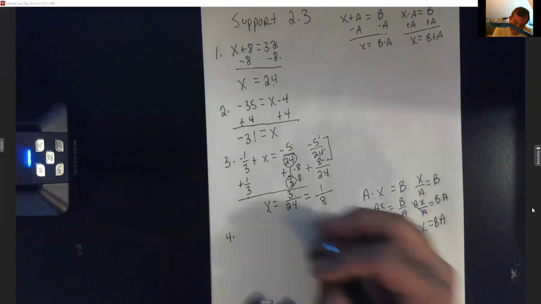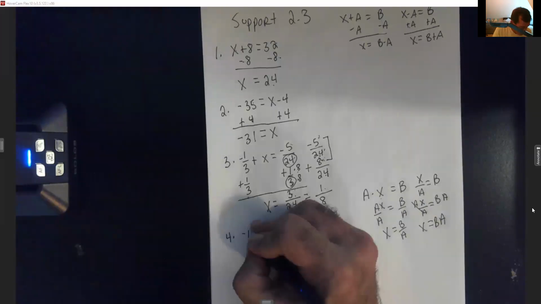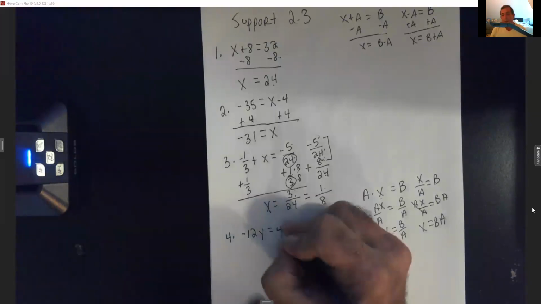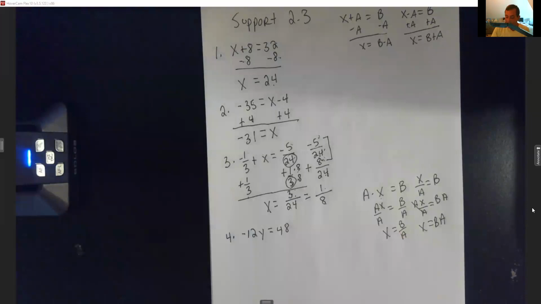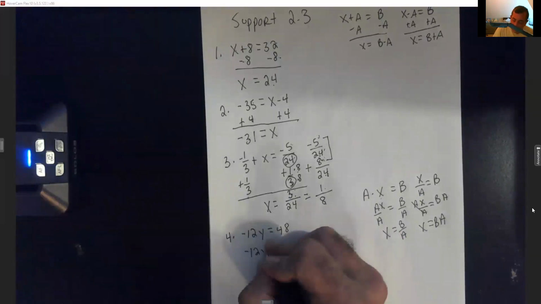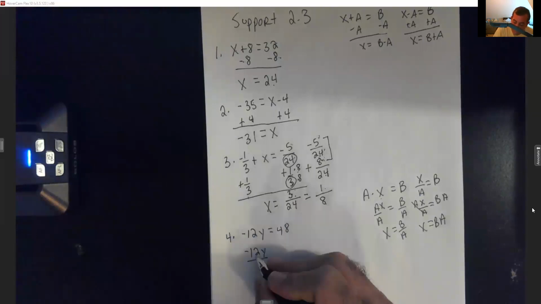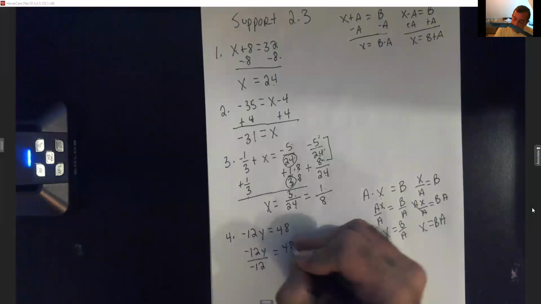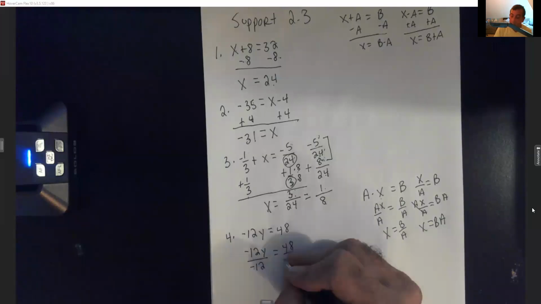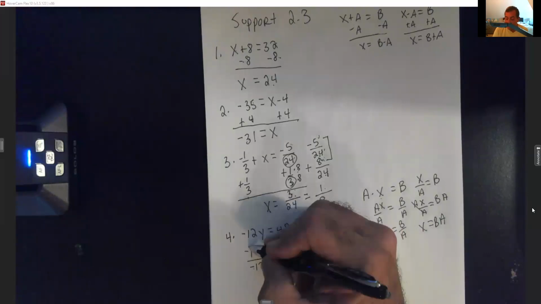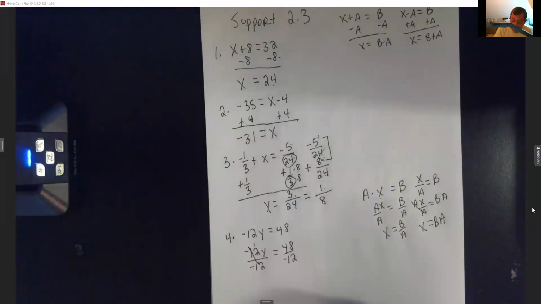So this one has -12y equals 48. So I want that to be a 1y. So to turn that into a 1y, I'm going to take -12 and divide by -12. And if I divide that left side by -12, I'm going to divide the right side by -12. So watch this. -12 divided by -12 makes that a 1y.